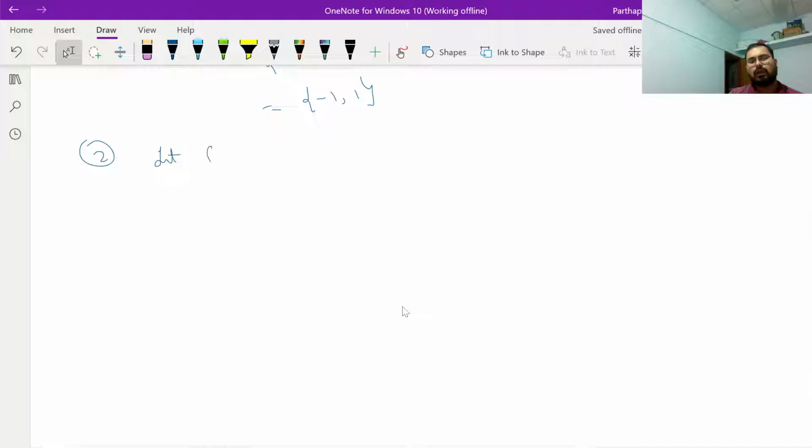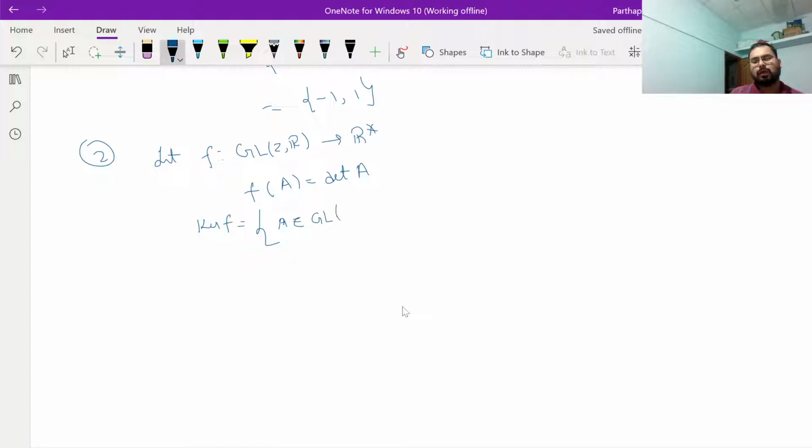Now let us see another example. Let f from GL2(R) to R star be a function defined by f of A equal to determinant of A. We have already seen this is a homomorphism. Now let us find the kernel of the homomorphism f. The kernel of f contains all those A from GL2(R) such that f of A should be the identity in R star. Now what is the identity in R star? This is equal to 1. So f of A equal to 1.